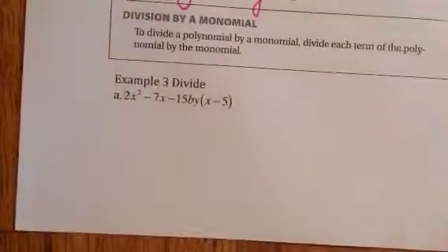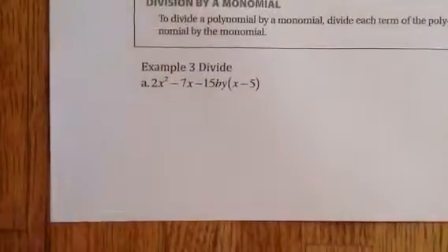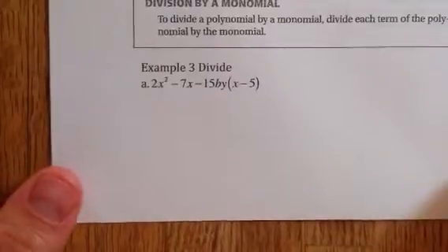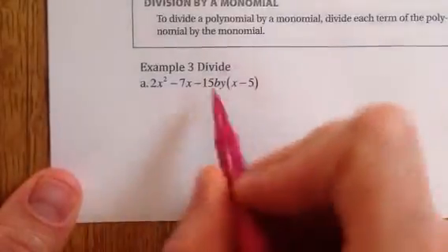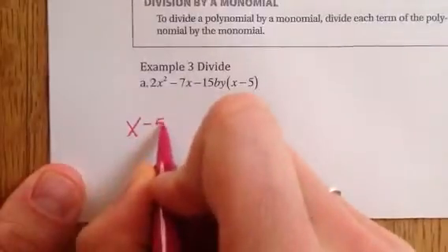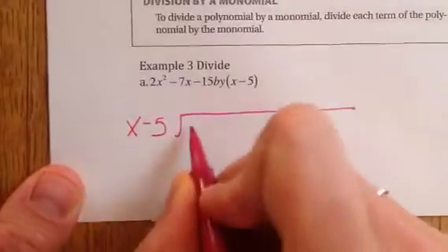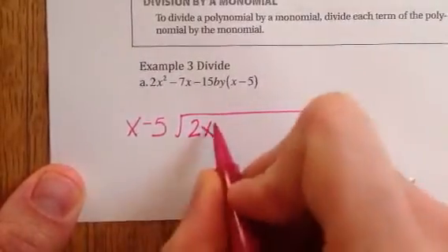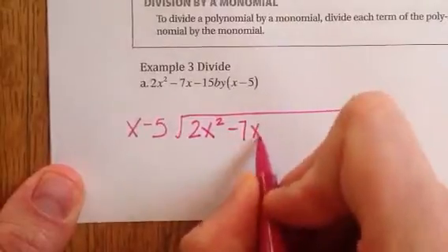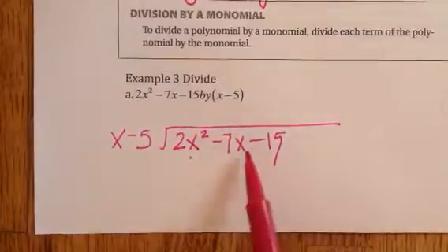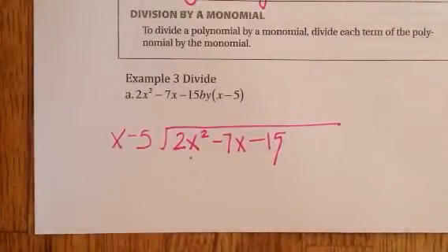Now, what if we divide by a binomial, meaning 2 terms? Our glue now is addition and subtraction, and we know we can't separate with addition and subtraction. So now we're going to set it up by using long division. Your divisor, what you're dividing by, goes outside of the long division sign. Then I put in my dividend, which is what I'm dividing. I have to make sure that I have all of my terms. So I have power of 2, power of 1, constant. So I'm not missing anything.